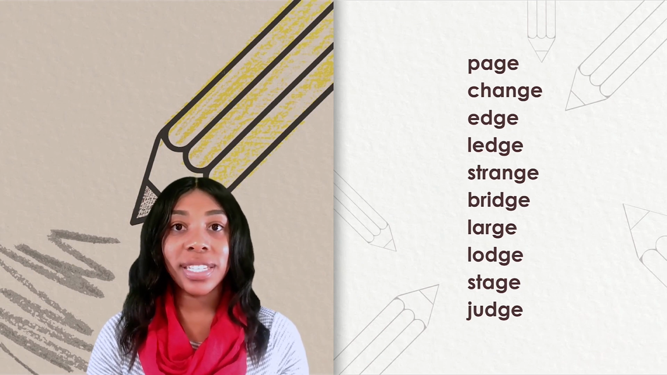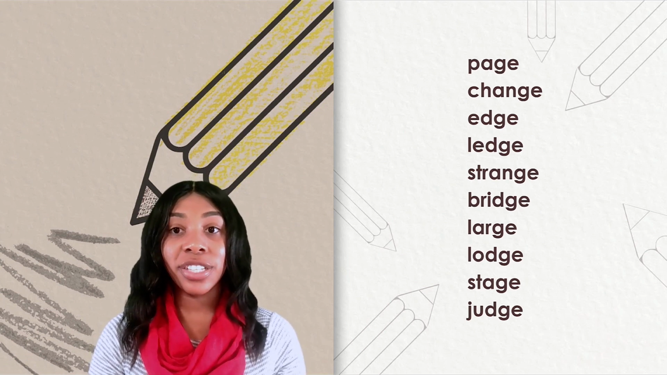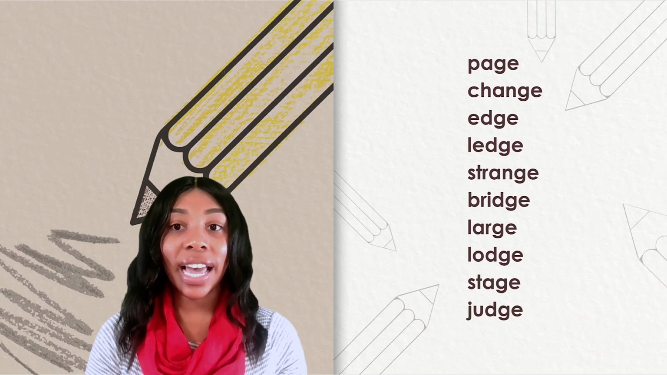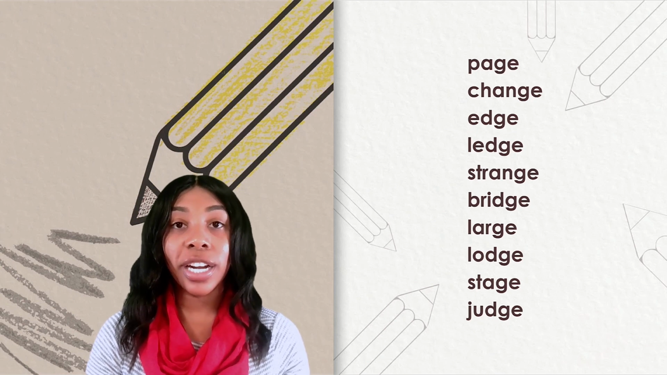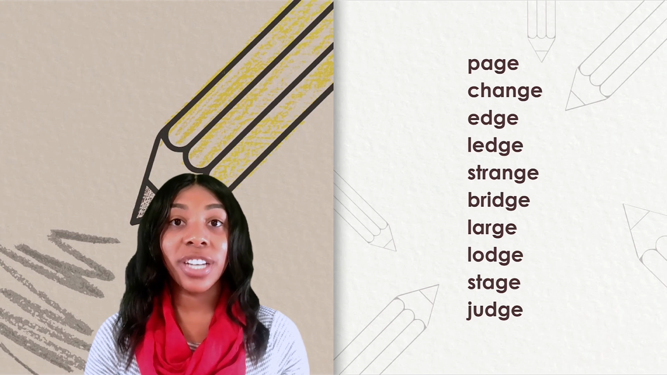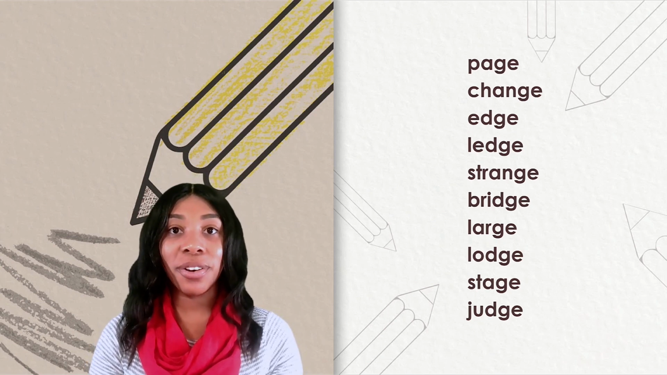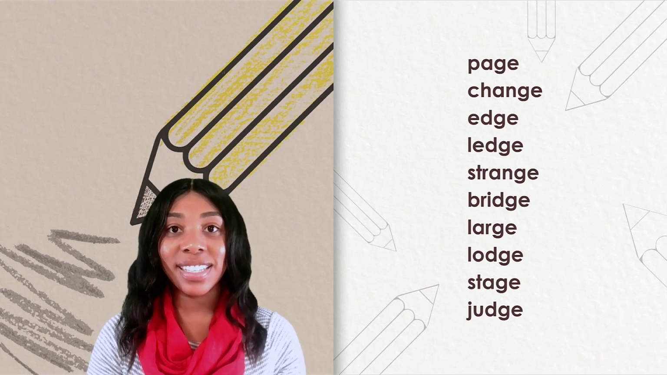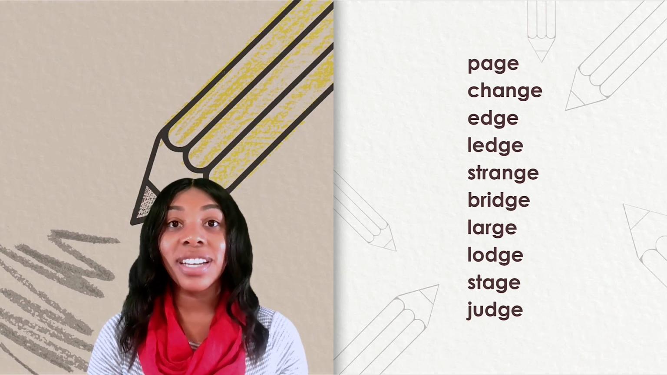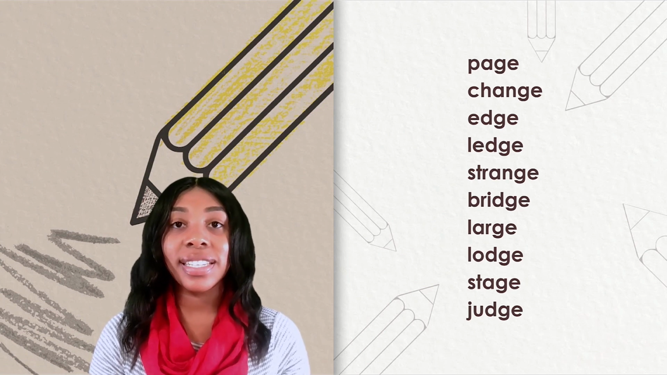Here are a list of words that follow this pattern to help you out. Starting from the top, we have page, change, edge, ledge, strange, bridge, large, lodge, stage, and judge. Good luck. Make sure you have your paper and pencil and you are writing a silly sentence with 3 words that have the J sound at the end, and try to use those consonant LE syllables.